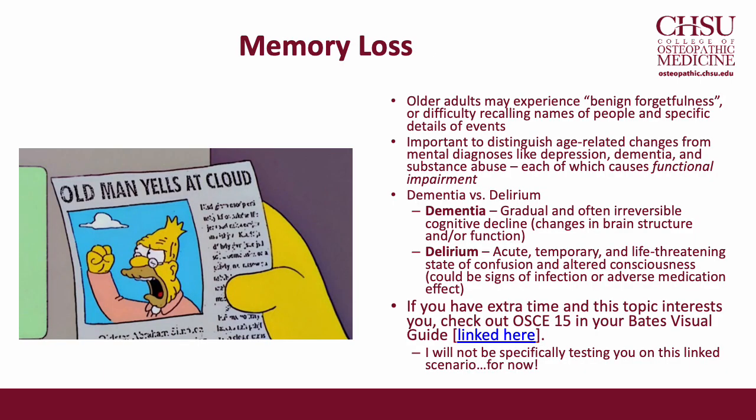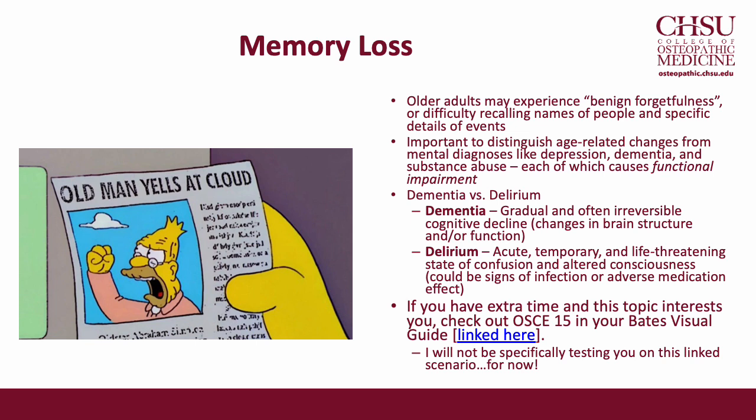Memory loss is also something that I'd like us to be comfortable with screening. Memory loss is, for the most part, different than benign forgetfulness, where a person, especially an older adult, might have some difficulty recalling specific names or details of events, as well as distinguishing from age-related changes.